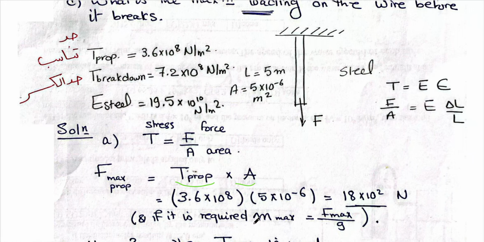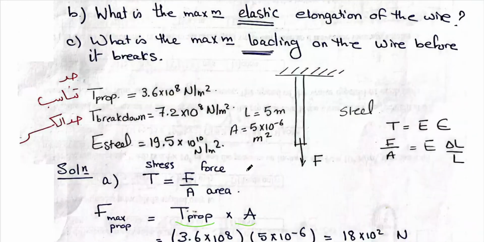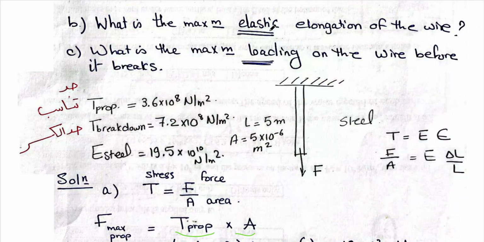If it's required the maximum mass, it's also loading. We know that force equals mg. That's why m equals F over g. The second required was the maximum elastic elongation. It wants delta L maximum.